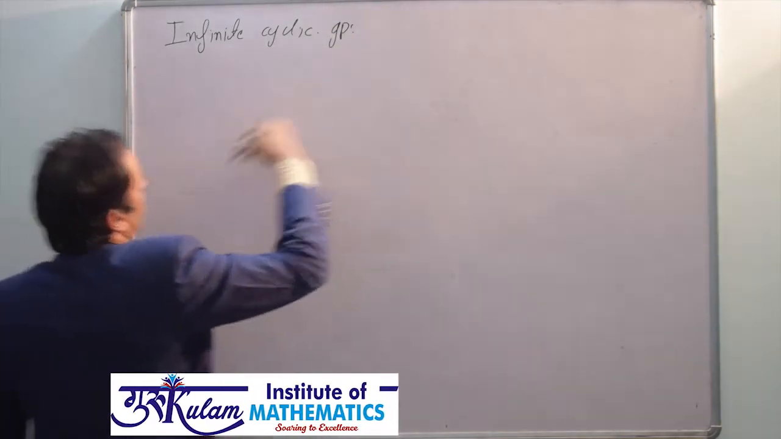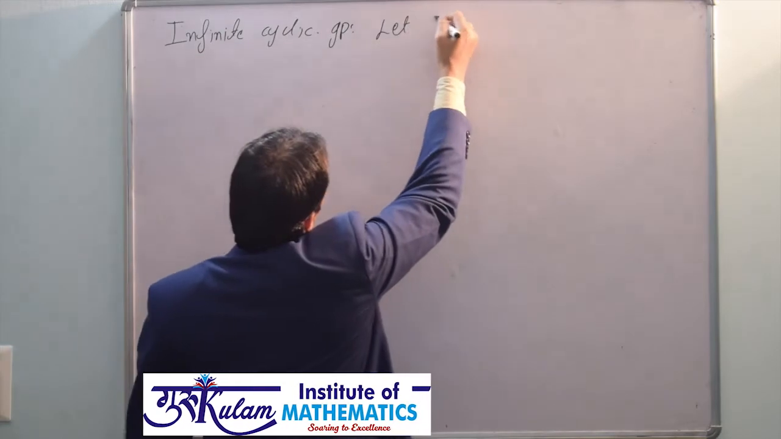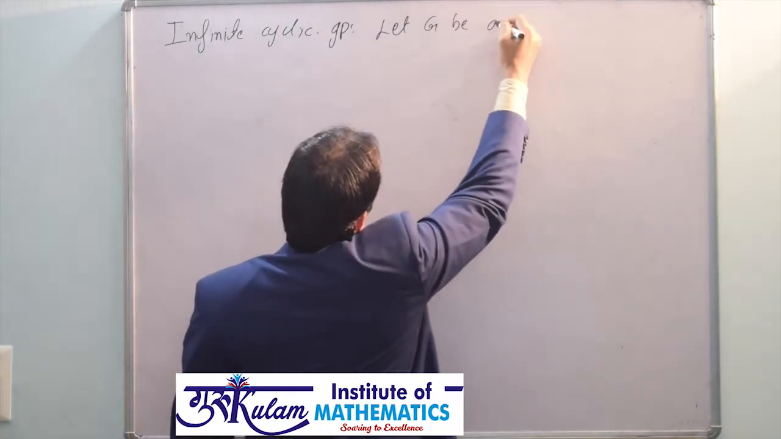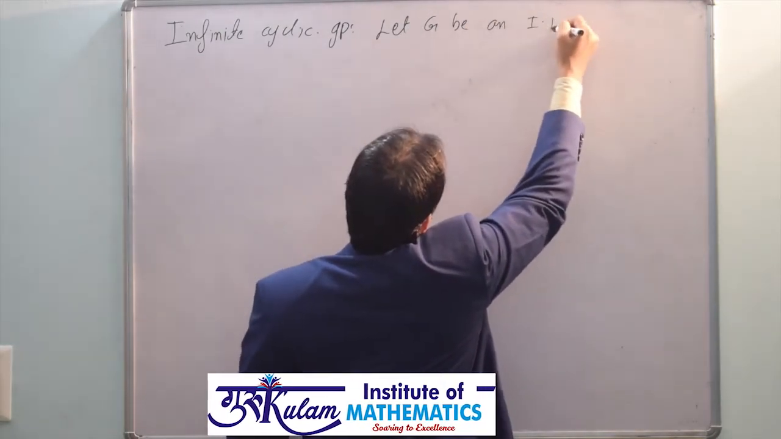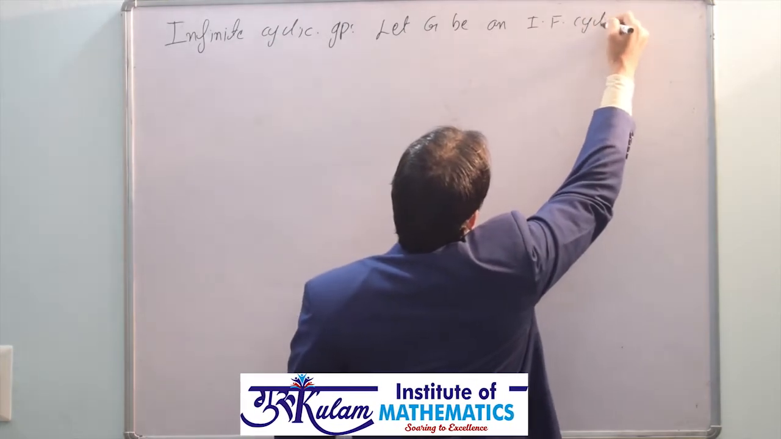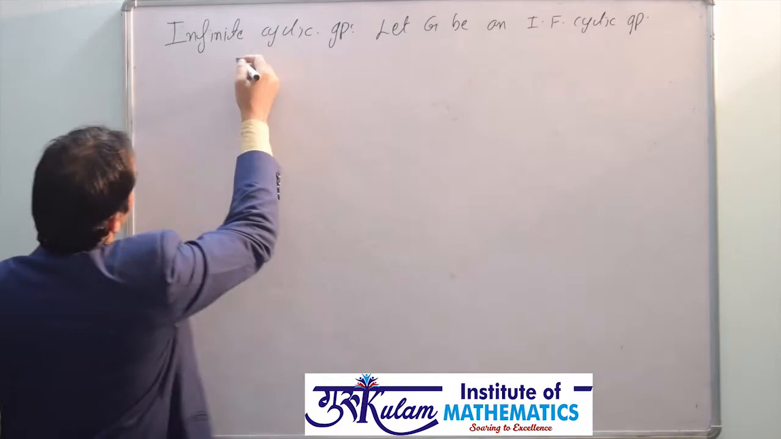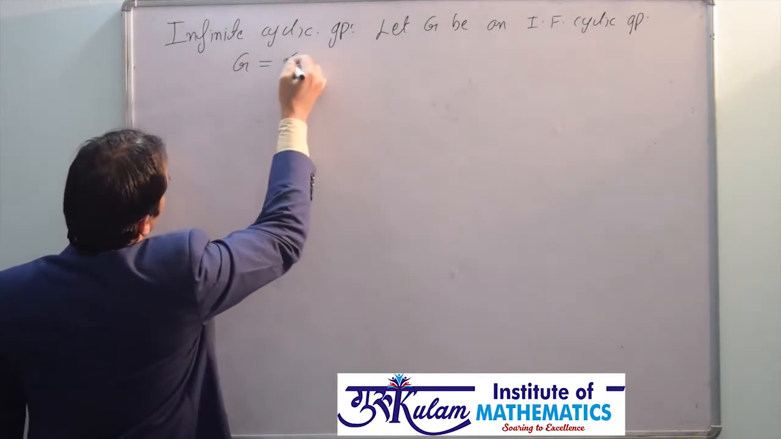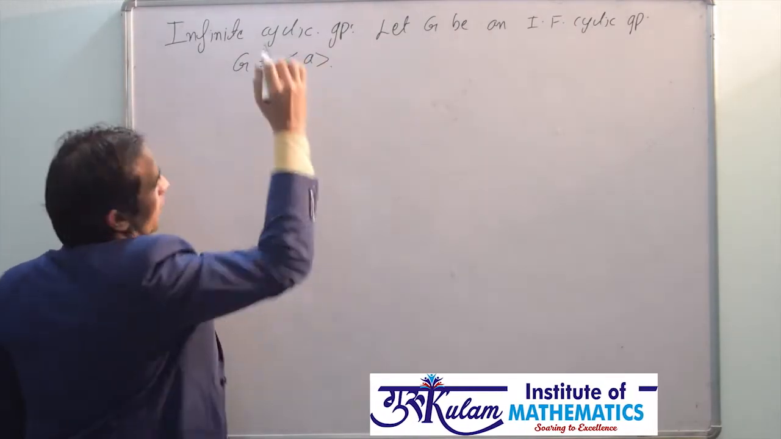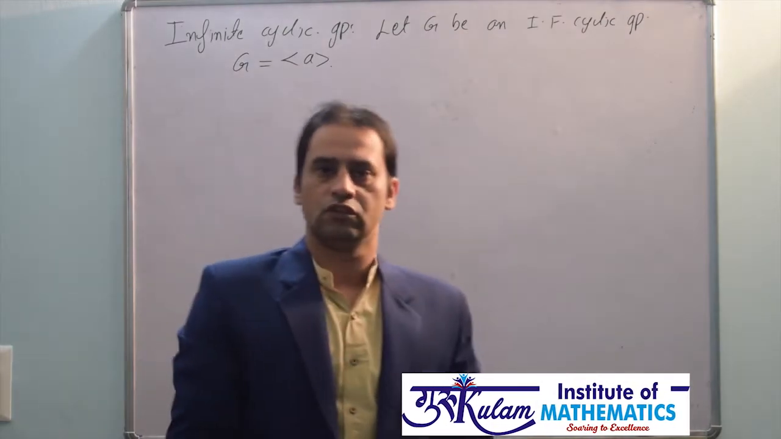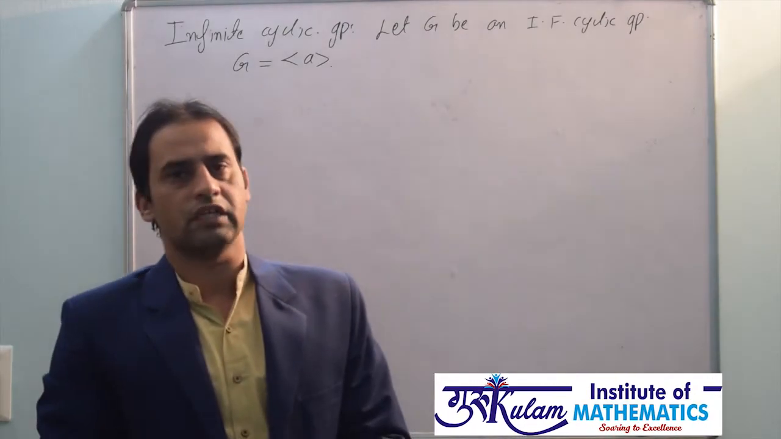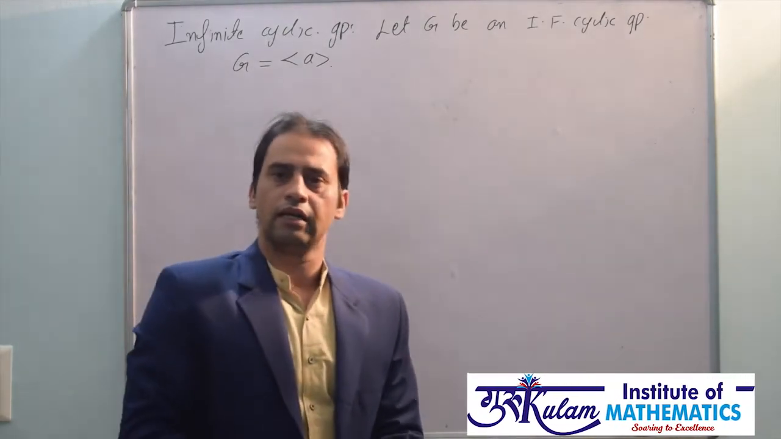So let G be an infinite cyclic group, and assume that G is generated by an element A. So G is an infinite cyclic group, which is generated by an element A.